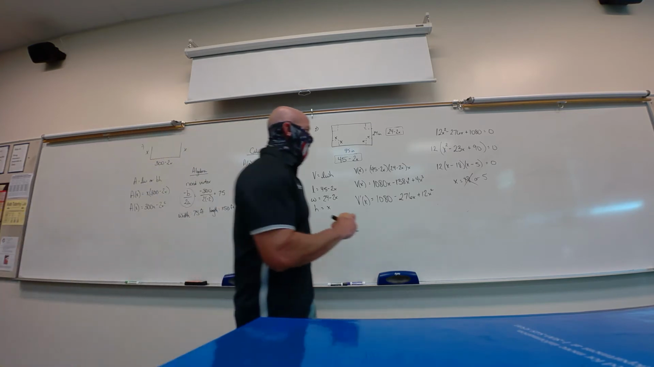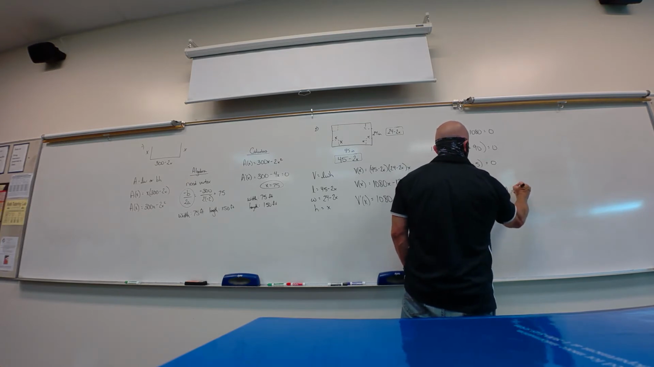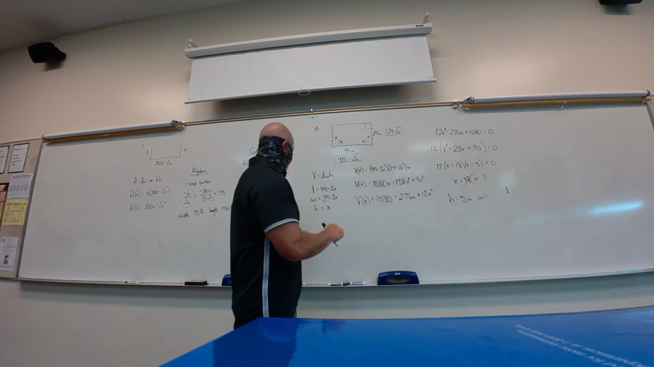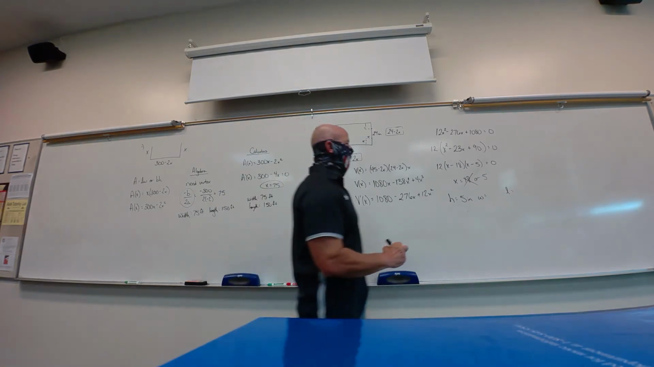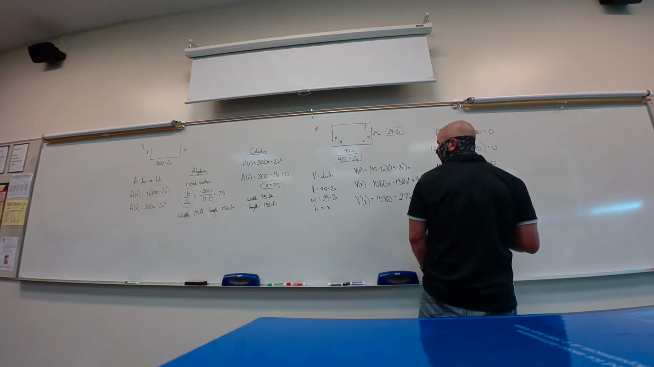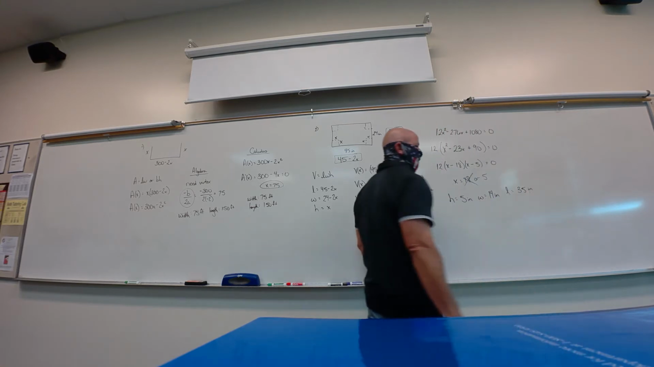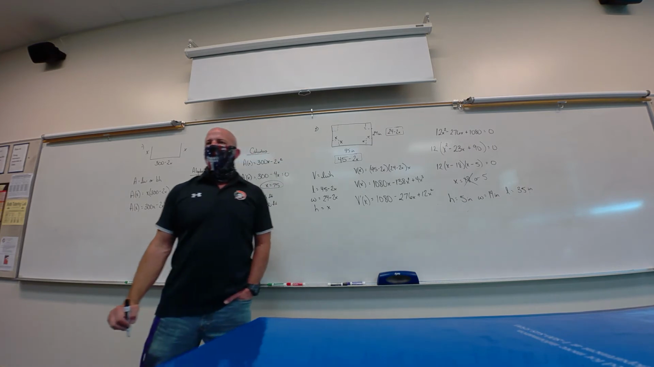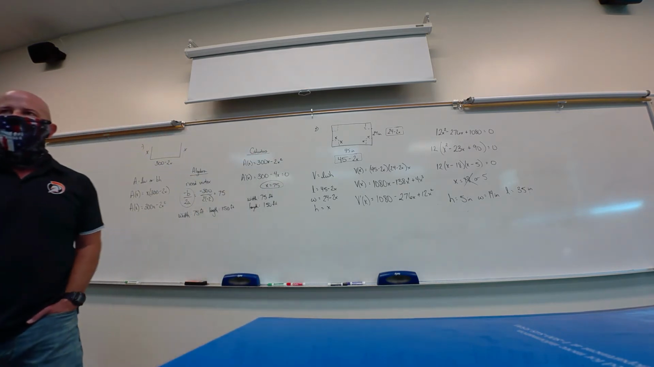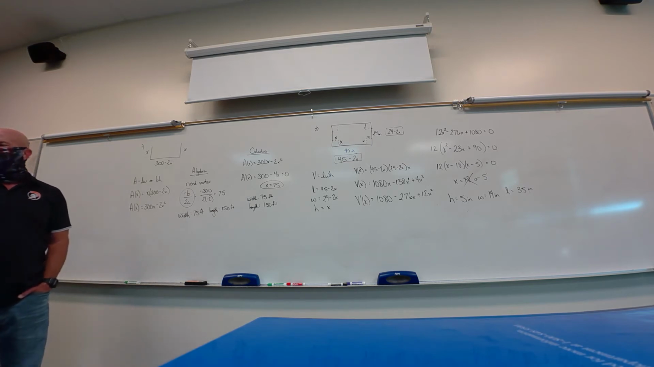So now I can find my dimensions. That means the height's got to be 5 inches. The width, 24 minus 10 would be 14 inches. And the length, 45 minus 10, 35 inches. Produce that max volume. Are you okay with that? Yep.